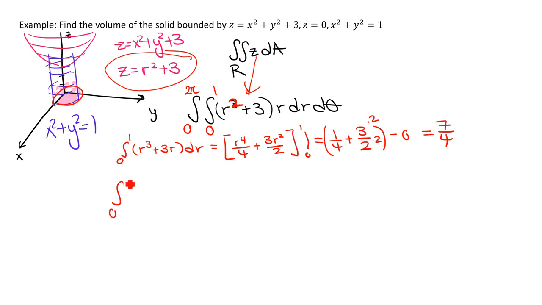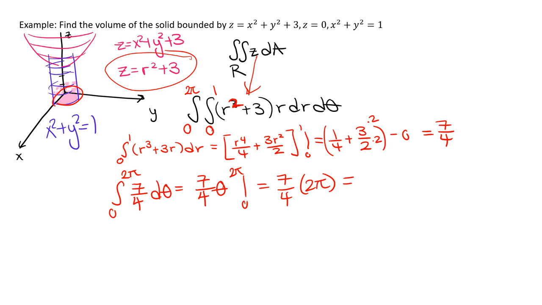And then I'm going to integrate that 7/4 from 0 to 2 pi with respect to theta. That gives me 7/4 theta. I plug in the 0 and the 2 pi. So 7/4 times 2 pi, and then technically minus 0. That turns into 7 pi over 2. And there's my final answer. There's the volume of that object.